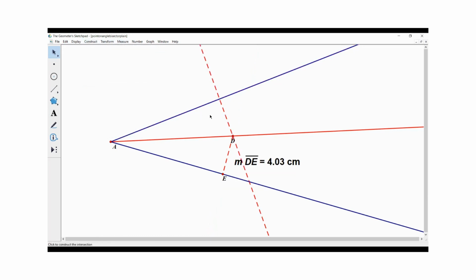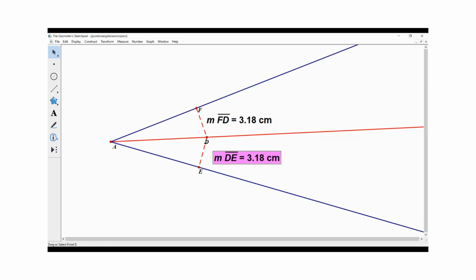If I make a perpendicular distance from D to this side, again, I don't need the whole thing. I just need to know where it crosses. And I make a segment there, measure that segment, and hide the rest. I have a lot going on here, but I just want you to focus on these two perpendicular distances. Notice that they're the same. Even if I move D further away from the vertex or closer to the vertex, okay, D is equidistant from both sides. If a point is on the bisector of an angle, it is equidistant from both sides.